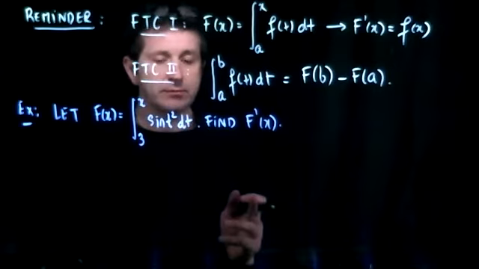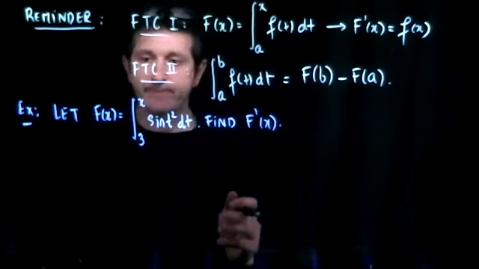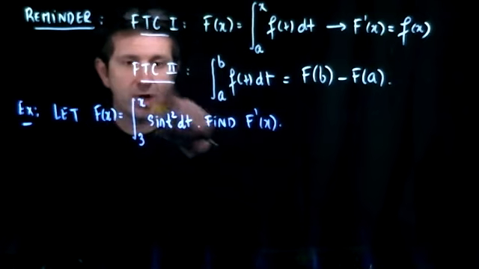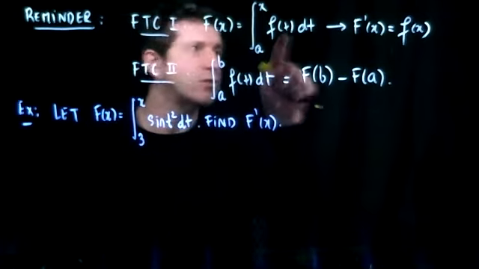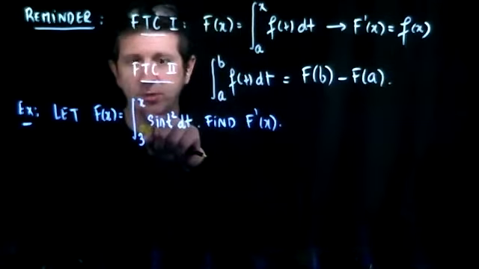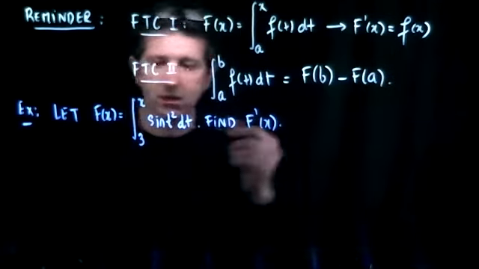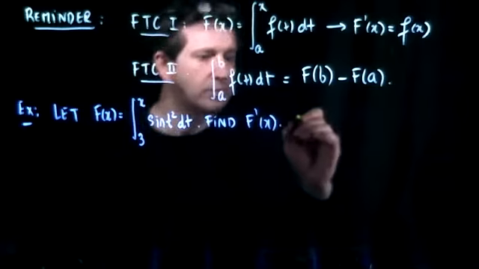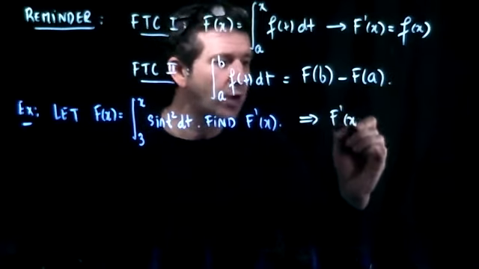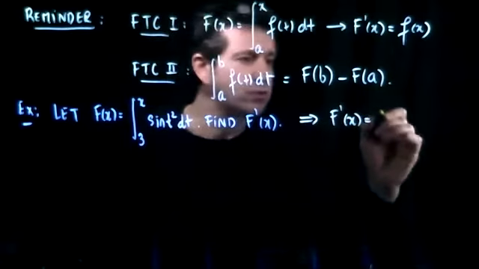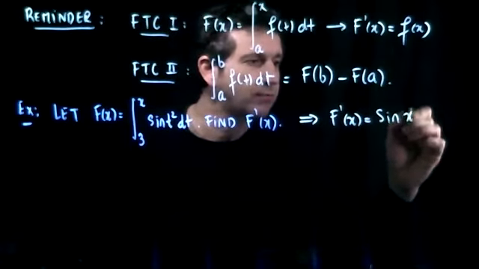Okay, so what's it going to be? So I'm doing the derivative of the integral from 3 to x. It says you just plug in the x into the function. So I just have to plug in the x into the t. And so that's very, very simple. So big F prime of x is just sine of x squared. Finished.